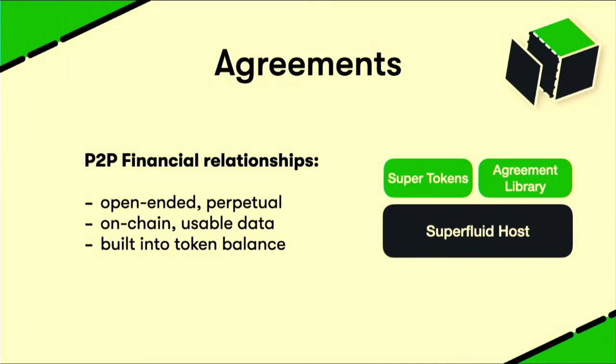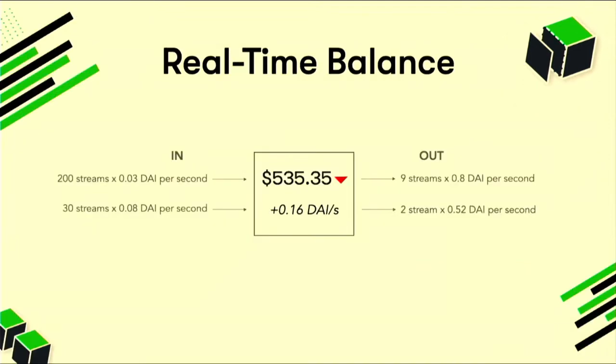These agreements I mentioned are connections between two accounts, and they allow you to calculate something called a real-time balance on that super token. Based on how many money streams you have outgoing at a given point in time, we can calculate your net flow rate. I used the example earlier where I am sending out one token per second and someone else in the audience is receiving one token per second. We can calculate your net flow by combining all the different money streams you're sending and receiving at once.